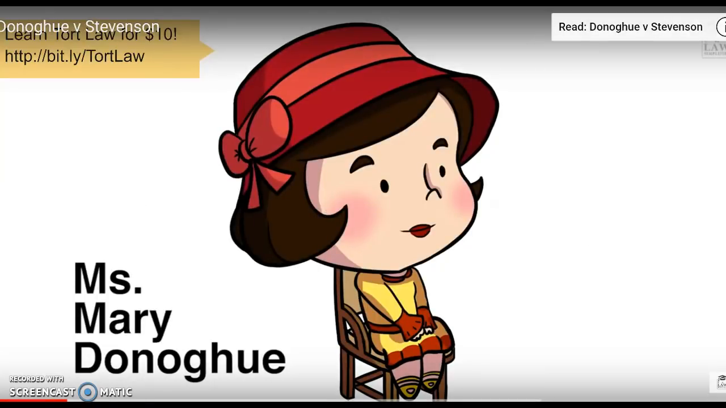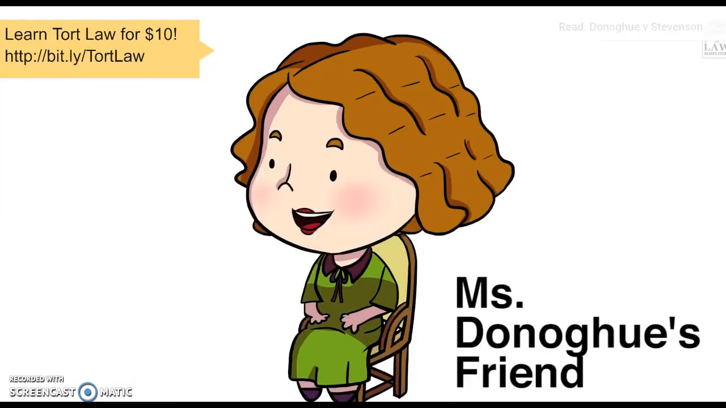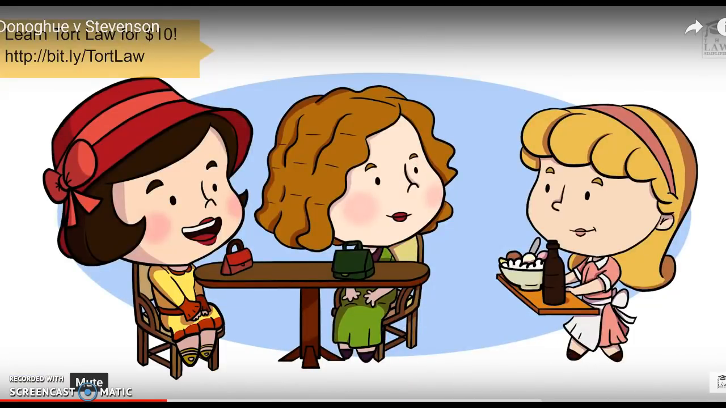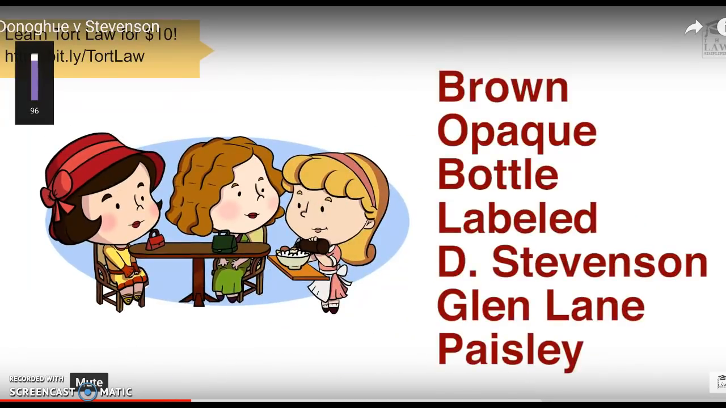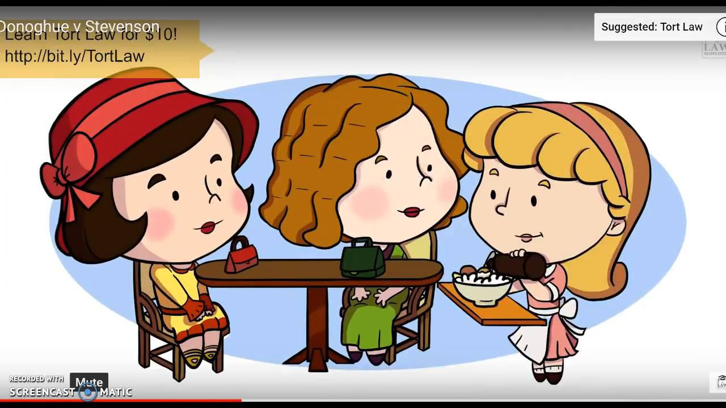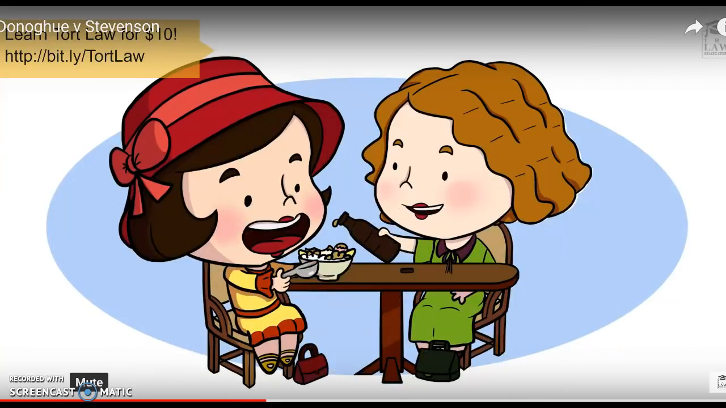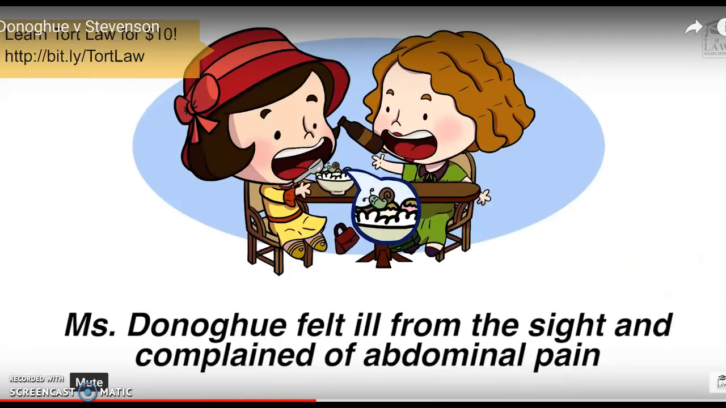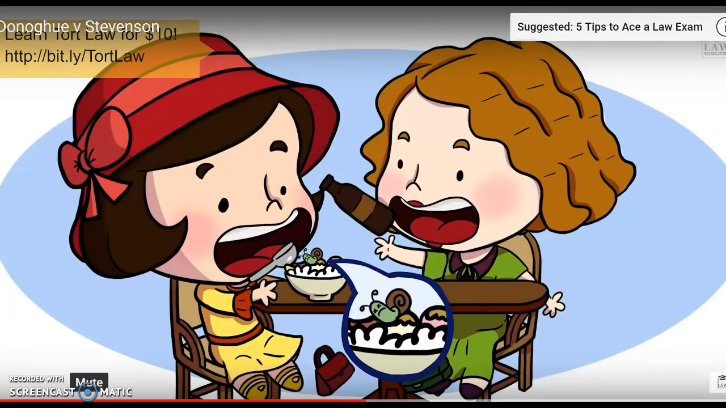On the evening of 26th August 1928, Mary Donoghue went to Wellmeadow Cafe in Paisley, Scotland, with her friend. The friend ordered a pear and ice for herself and a Scotsman ice cream float, a mix of ice cream and ginger beer, for Donoghue. The owner of the cafe brought over a tumbler of ice cream and poured ginger beer on it from a brown and opaque bottle labeled D. Stevenson, Glen Lane, Paisley. Donoghue drank some of the ice cream float. Donoghue's friend poured the remaining ginger beer into the tumbler and a decomposed snail also floated out of the bottle. Donoghue claimed that she felt ill from the sight, complaining of abdominal pain. She received emergency treatment and was subsequently diagnosed with severe gastroenteritis and shock.